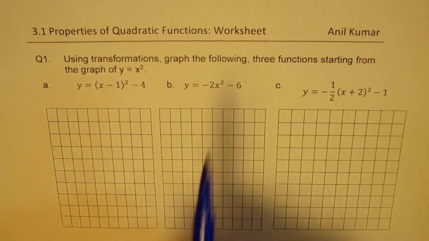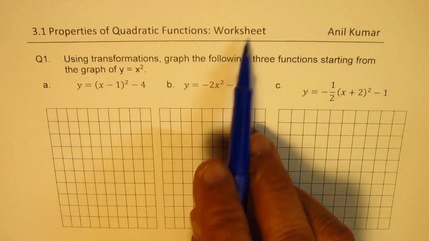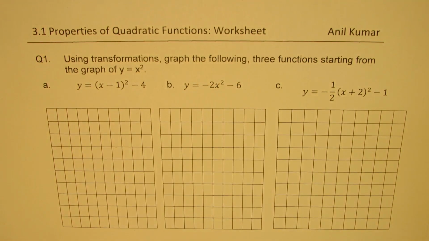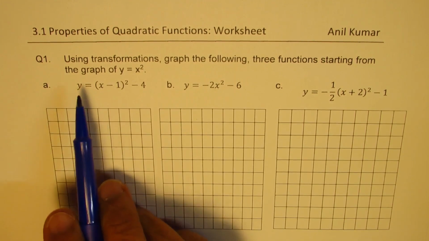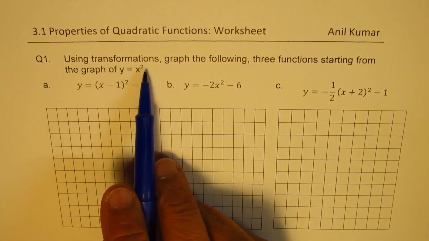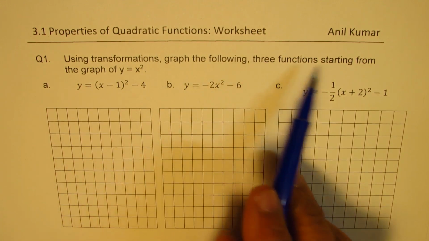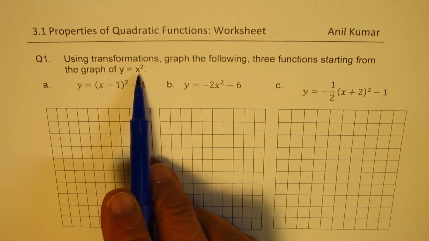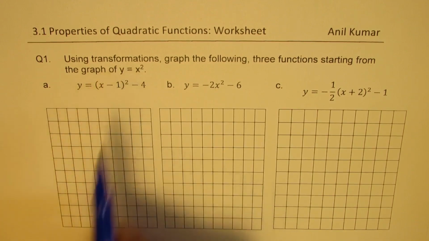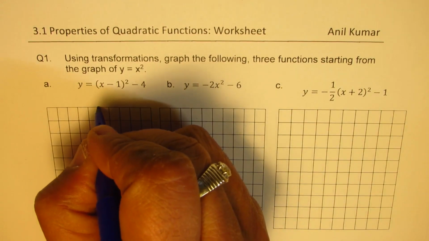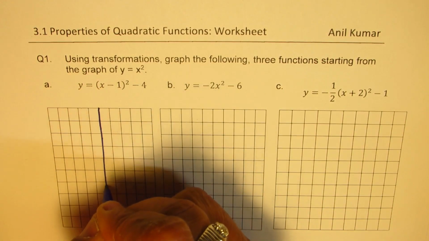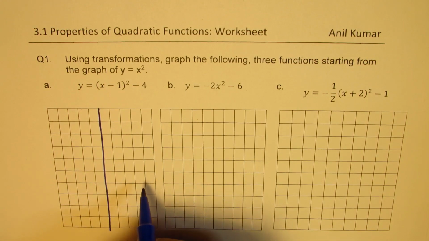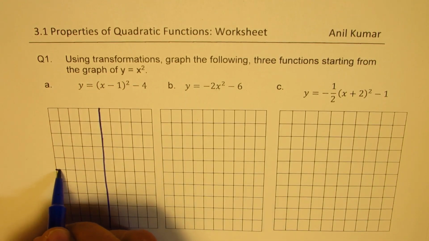We'll actually take up 8 questions of this worksheet. Let me begin with the very first one, which is how do we sketch a transformed quadratic function? Using transformations, graph the following 3 functions starting from the graph of y equals x squared. So we'll sketch the graph of y equals x squared, and then we will sketch the transformed function on this.